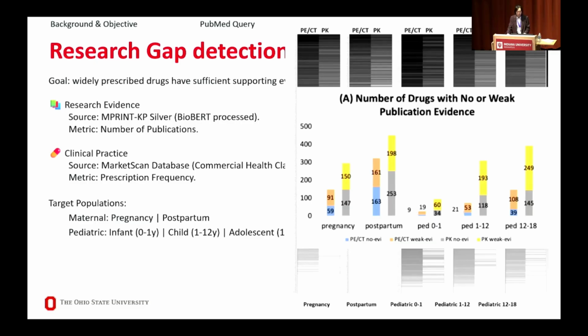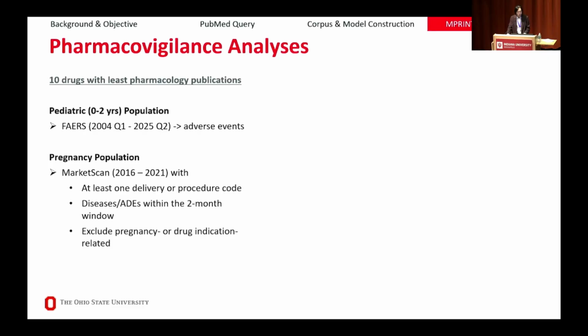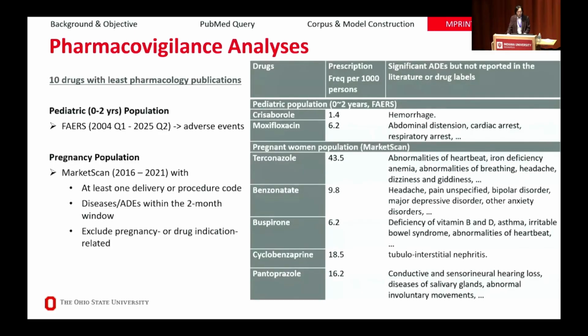of this kind of evidence. We also did the pharmacovigilance analysis on the 10 least-studied drugs in the pediatric population and the pregnancy population. We found the adverse events for these 2 populations from FAERS and MarketScan respectively. And when compared with the existing drug labels, we found a lot of adverse events outside the label, which means some potential gap and potential risk.